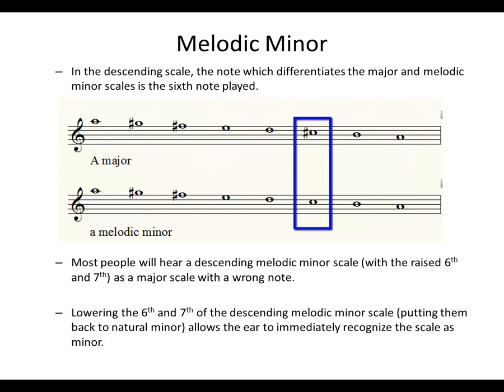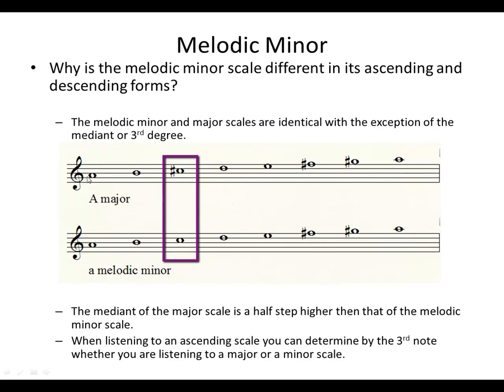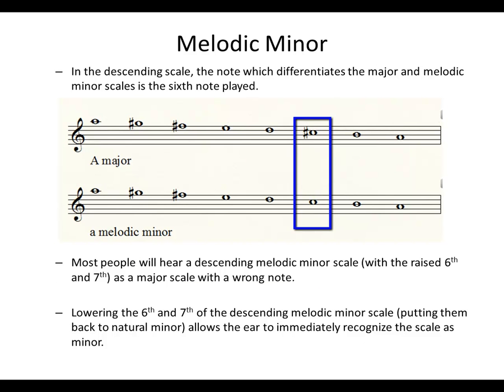Because in the ascending form, in the major scale, this raised third, this whole step between 2 to 3, gives you the quality of the major. The half step between 2 to 3 in the minor gives you the quality of the minor right away. In the 3rd note of the scale, your ears can tell immediately whether you have a major scale or a minor scale. In the descending form, by the time you get to the 6th note, your ears have already acclimated and are going to hear this as a major scale.